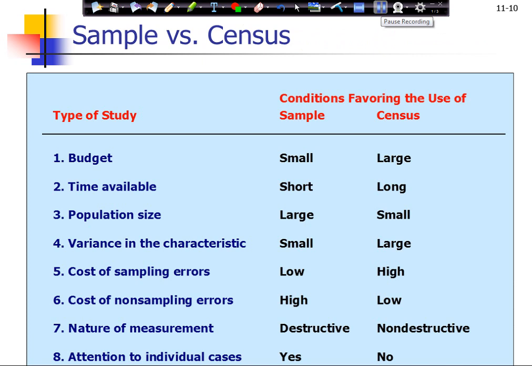Now let's move ahead to understand the conditions favoring the use of sample as well as census. That is, the different situations where we must select sample or census. Now the first criteria of our study is budget. Budget here simply means the funds allocated for conducting the research.